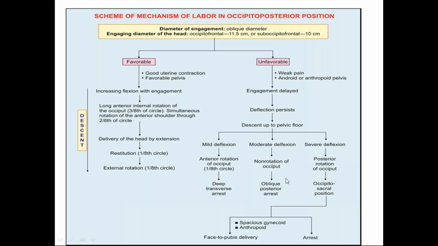The same thing is given in a flow chart, right? Engaging diameter, all this I have already told you. Either suboccipitofrontal 10 and occipitofrontal 11.5. So everything is favorable. It will descend and deliver normally. Unfavorable conditions, it gets either deep transverse arrest or oblique posteriorly, persistent occipito-posterior and occipitosacral. So these two can deliver as face to pubis deliveries. Okay.